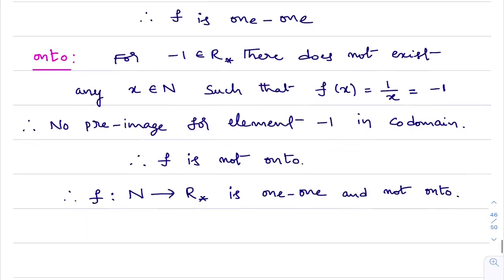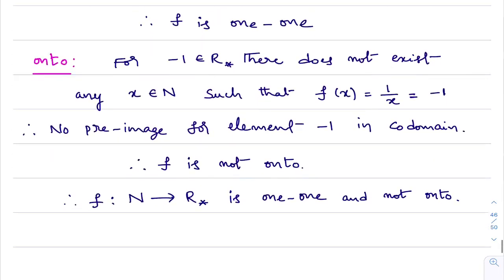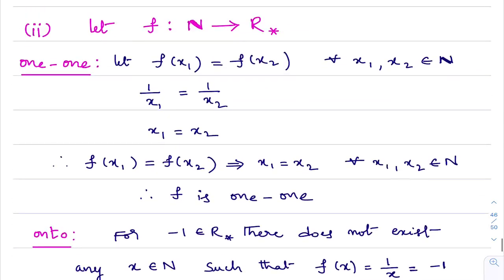Okay. Now, onto function. See here, this is not onto function. That's why I have given one counterexample. Is -1 a non-zero real number or not? Yes, it is a non-zero real number. This function is from where to where? This function is from N to R. You take one element here, we must get one element here, right?